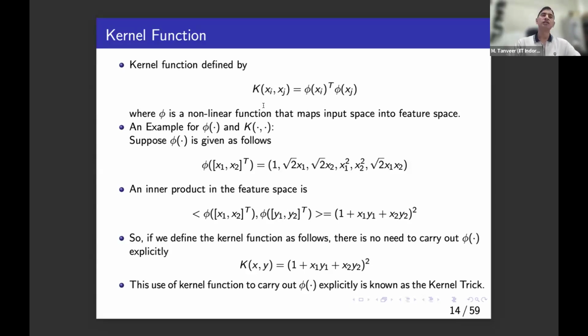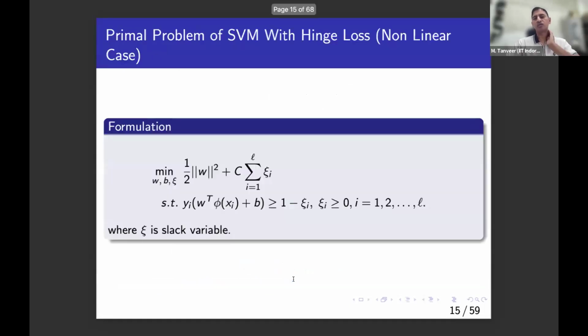And we already know that phi is a nonlinear map, or we can say a map that transforms the input data to high dimensional space. So this is just an example: we have phi, and we write phi transpose phi, which can be written as just a number. If we define the kernel function, there is no need to carry out phi explicitly. This use of the kernel function to avoid computing phi explicitly is known as the kernel trick. Moving forward, it will give the answer to the questions I raised.